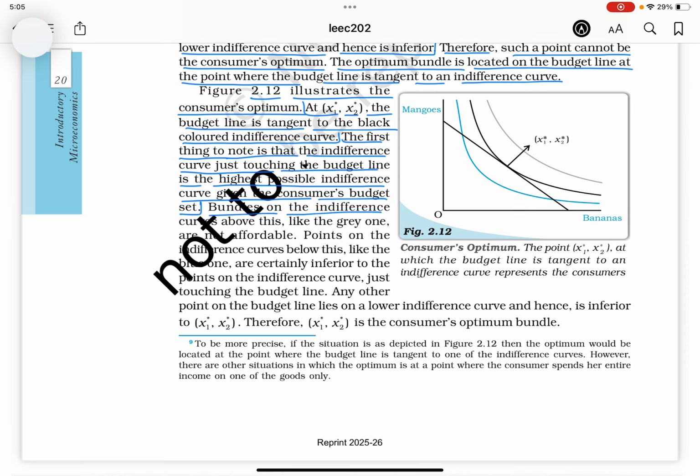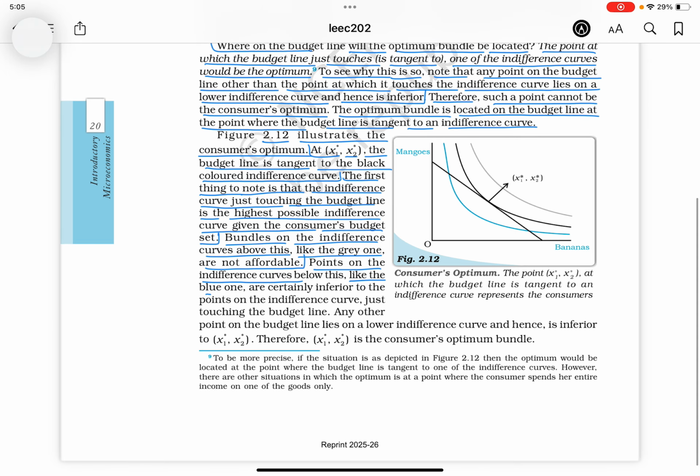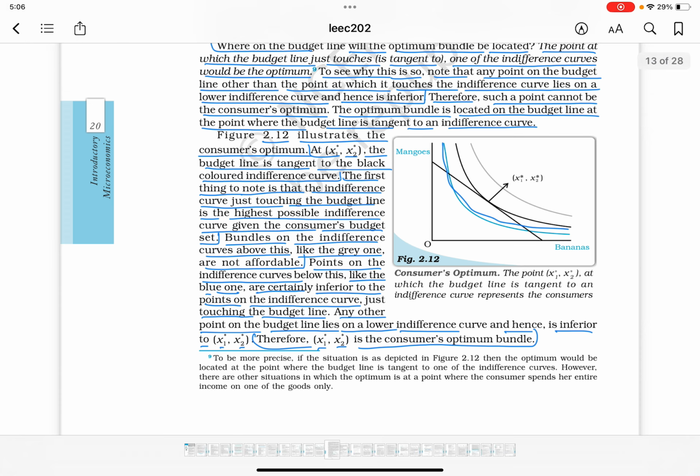Bundles on the indifference curves above this, like the gray one, are not affordable. Points on the indifference curves below this, like the blue one, are certainly inferior to the points on the indifference curve just touching the budget line. Any other point on the budget line lies on a lower indifference curve and hence is inferior to x1, x2. Therefore x1, x2 is the consumer's optimum bundle.